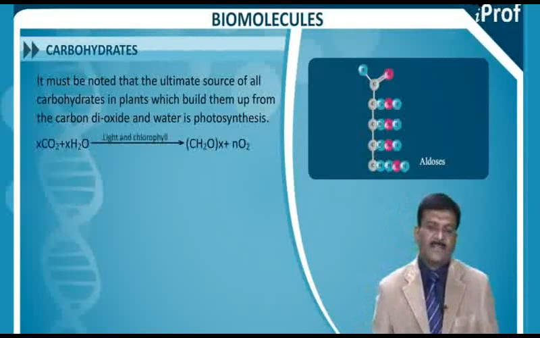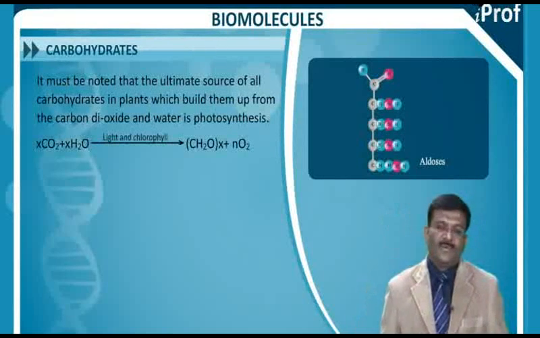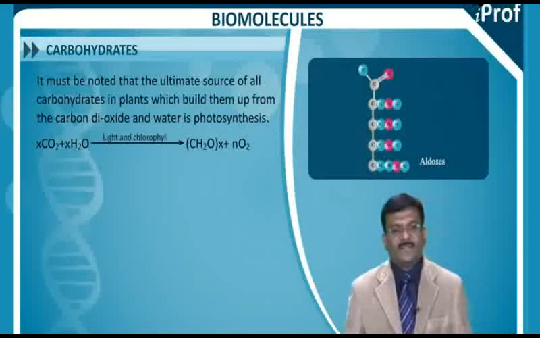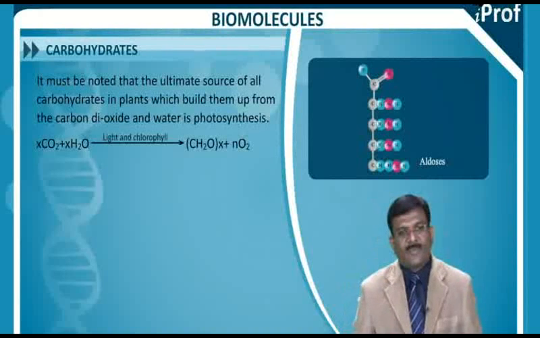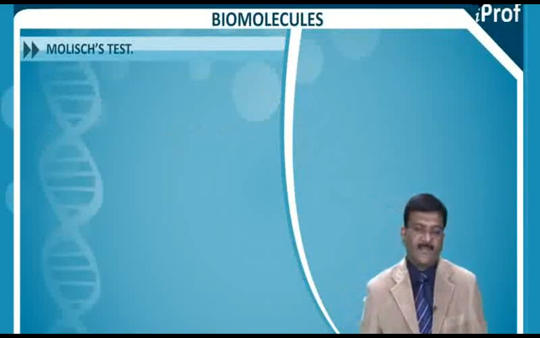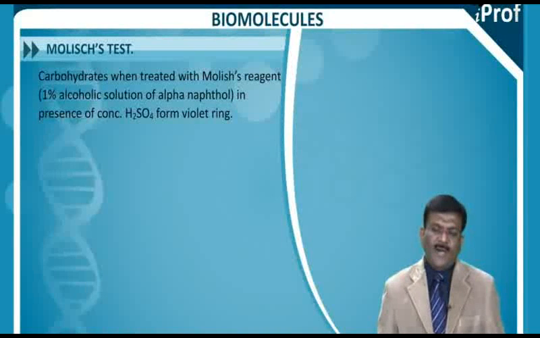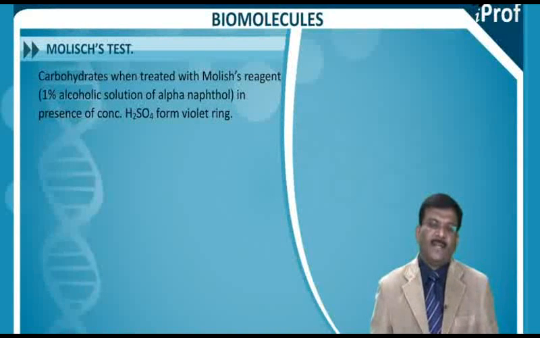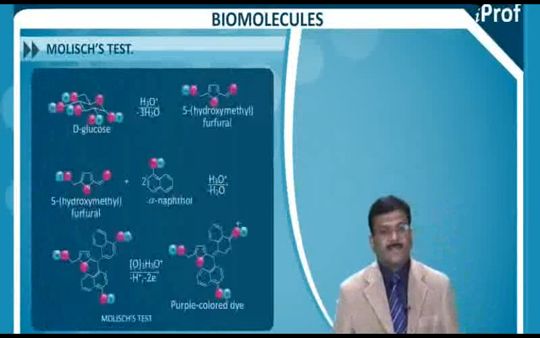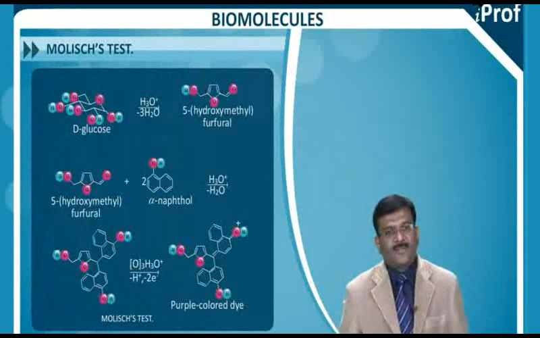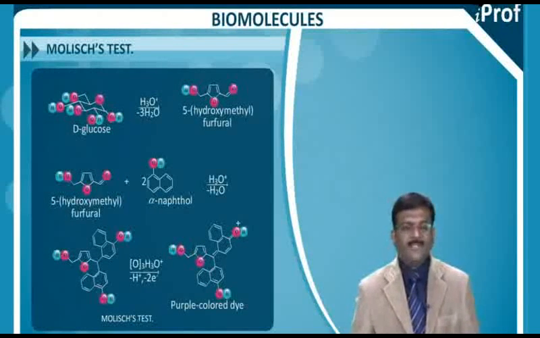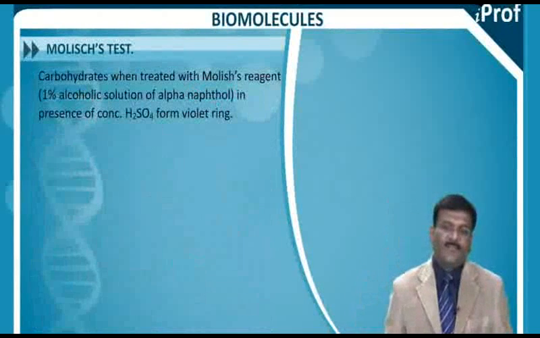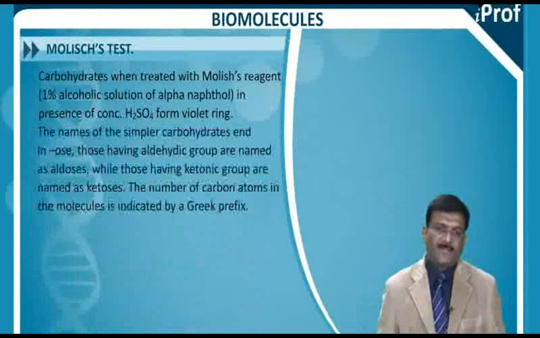The reaction is xCO2 + xH2O in the presence of light and chlorophyll gives CxH2xOx + O2. The test for carbohydrates is the Molisch test. Carbohydrate, when treated with Molisch reagent, which is a 1% alcoholic solution of alpha-naphthol, in the presence of concentrated sulfuric acid, forms a violet ring.